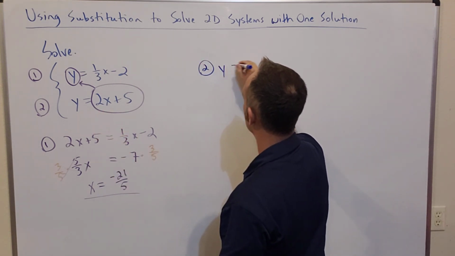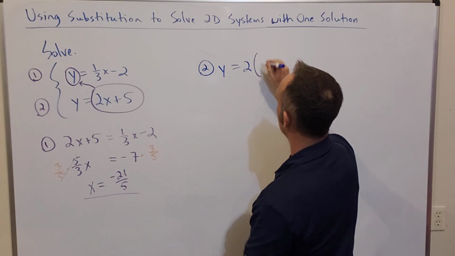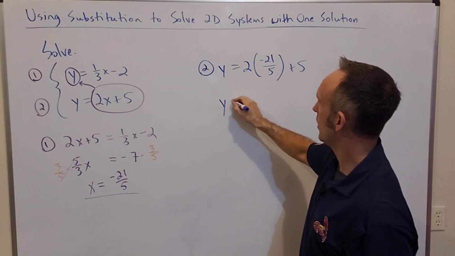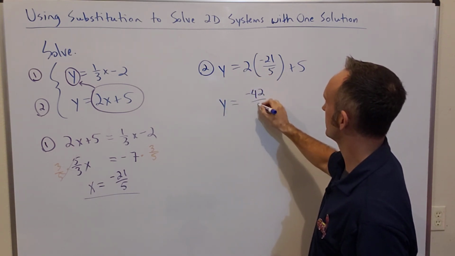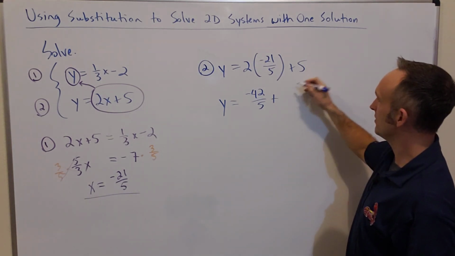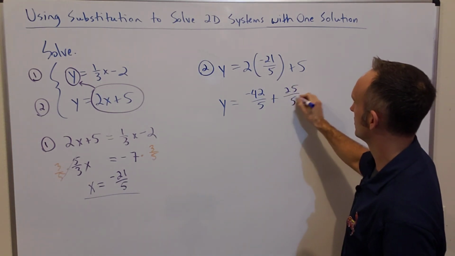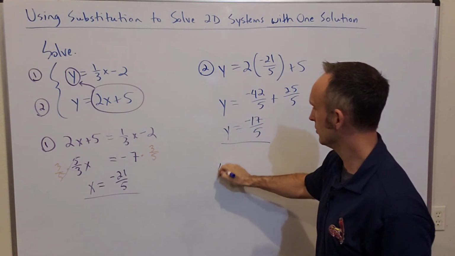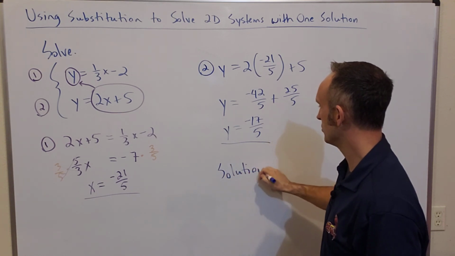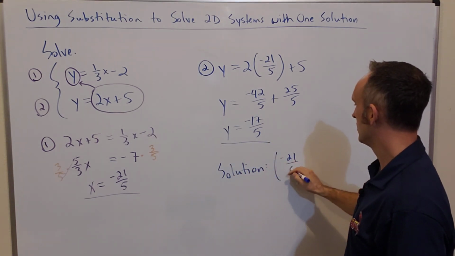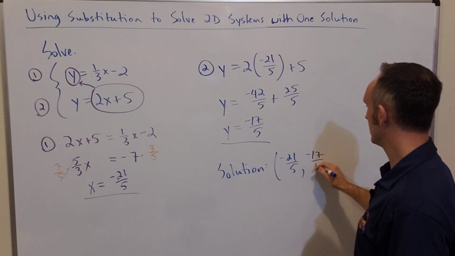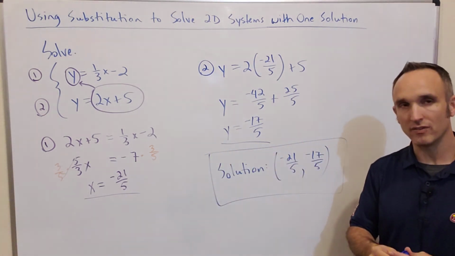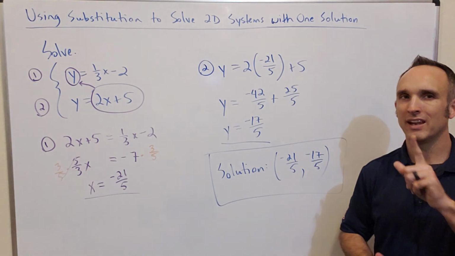Equation 2 tells me that y equals 2x plus 5, but x is -21/5. Okay? So y equals -42/5 plus 5, which is the same thing as 25/5. So y is -17/5. So the solution, the point where those two lines cross, is the ordered pair (-21/5, -17/5). And those are several different examples of solving two-dimensional systems by substitution that have one solution.